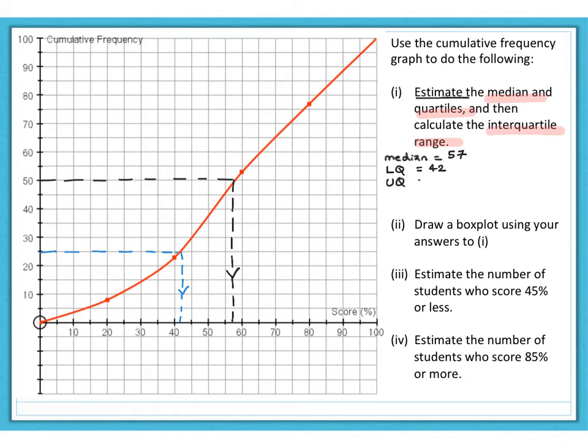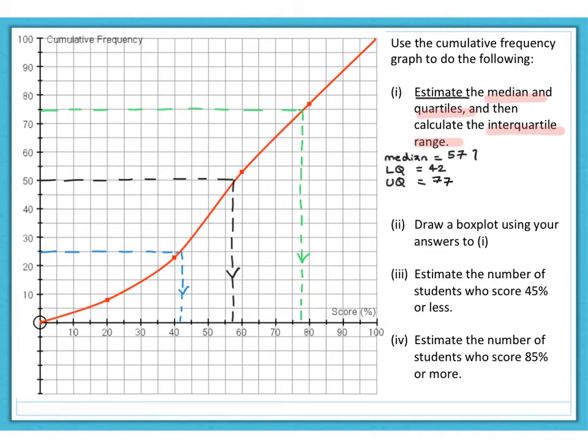Now, my upper quartile, so we need to go 3/4 of the way through the total frequency, which is 75. So here we go. And then from there down to the x-axis, like so, and then we can read off our upper quartile, which again is probably about 77, 78, around about that sort of value.